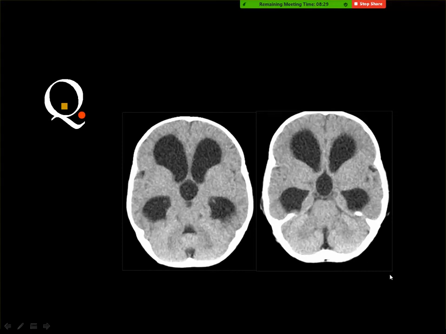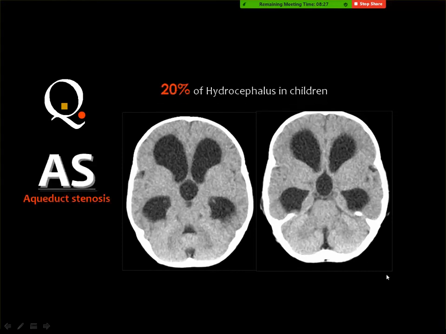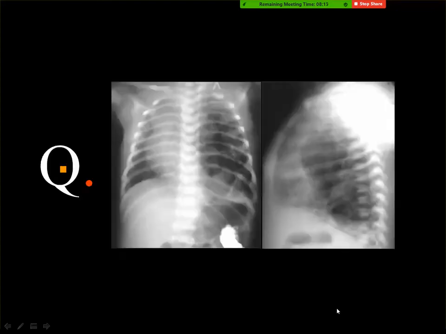Aqueductal stenosis. Yes, and this is aqueductal stenosis. You got dilatation of the third and both lateral ventricles with normal size of the fourth ventricle, diagnostic of aqueductal stenosis.